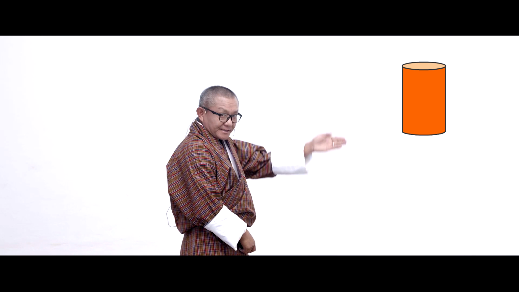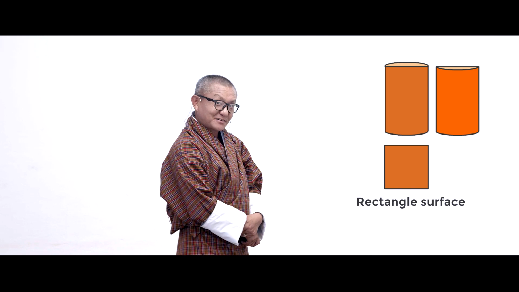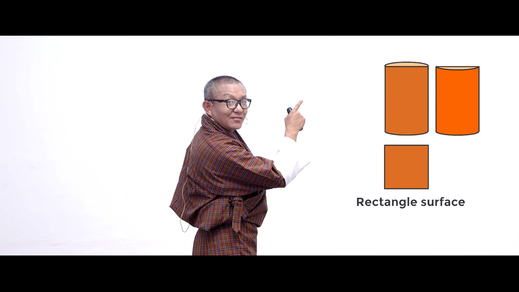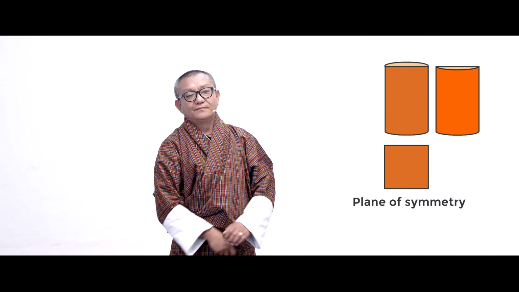Okay, let's take the same shape, but a different cut this time. Let's have the cylinder here. This time we'll cut vertically. So let's cut it vertically. The cut surface shows a rectangular surface. And this rectangular surface is called a plane of symmetry. Now, we have another term.